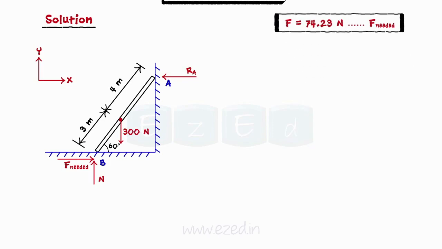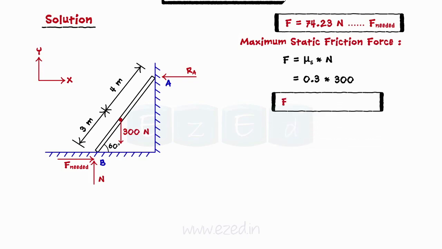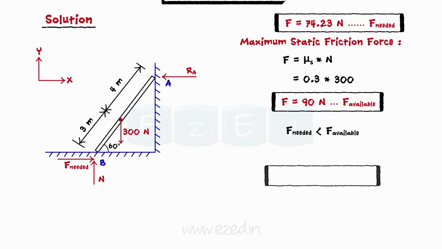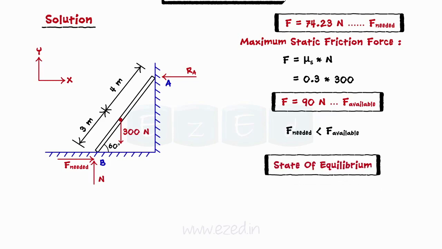Now, we will calculate the maximum force that the ground can produce, which is the maximum static friction force. Thus, the maximum friction force available is found to be 90 newtons. Since friction force needed is less than the friction force available, the ladder is in a state of equilibrium and will stand in the 60-degree position.